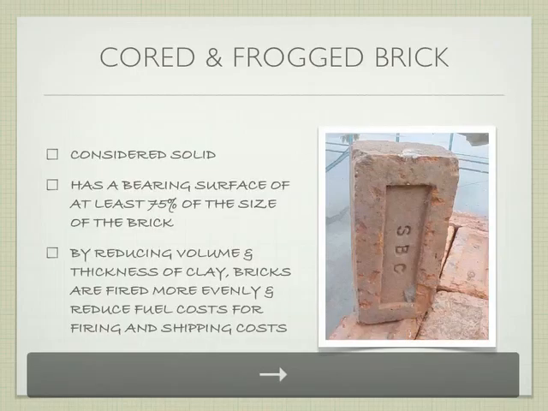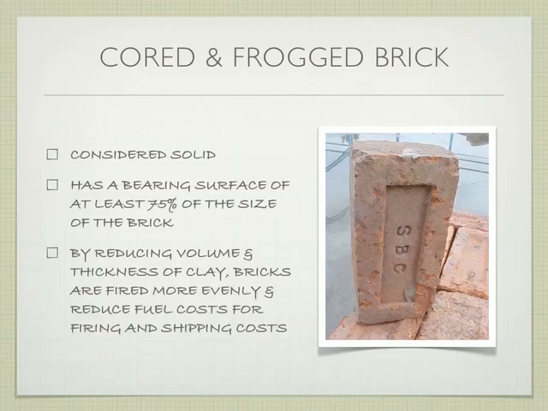That's frog. So cord and frog brick are considered to be solid brick, even though they aren't actually solid. It has a bearing surface that is at least 75% the size of the brick. So this border around here needs to be 75% of the face of the brick, which lets us remove that middle section slightly. Or if it's the cord brick where we've taken out those little circular cores, that still gives us 75%.